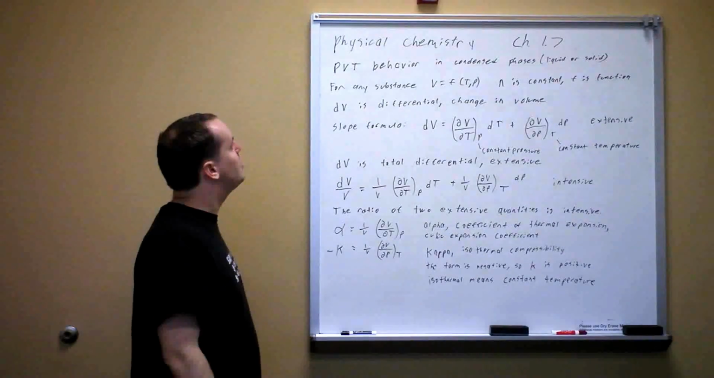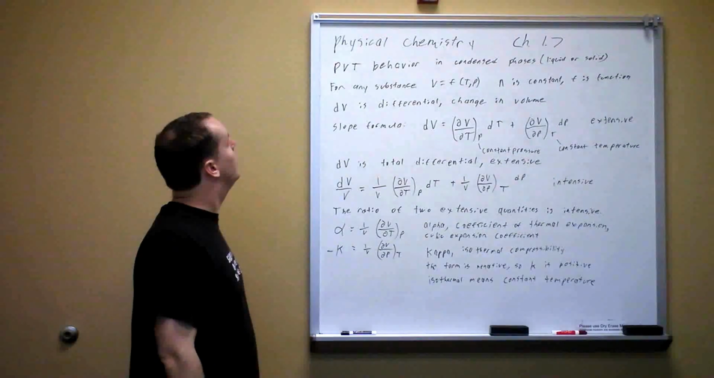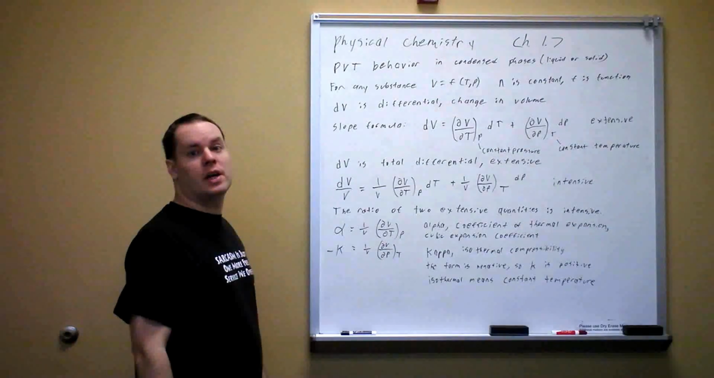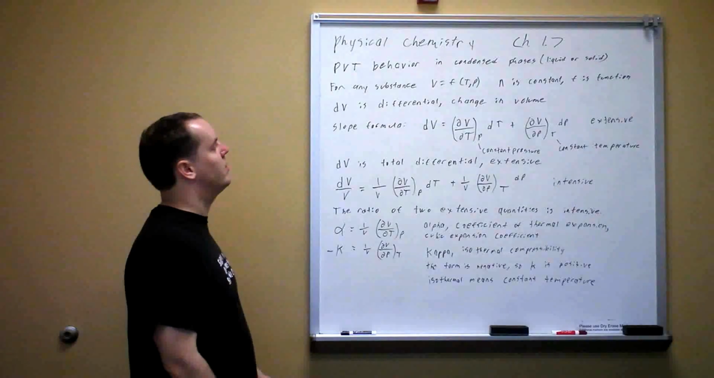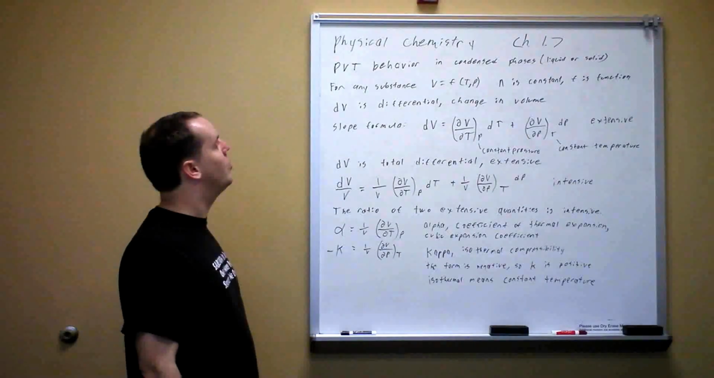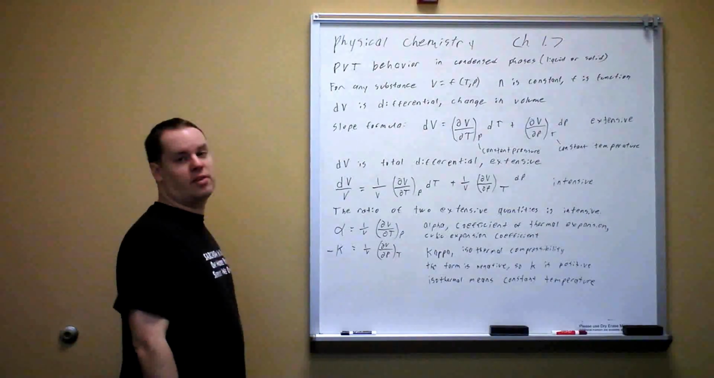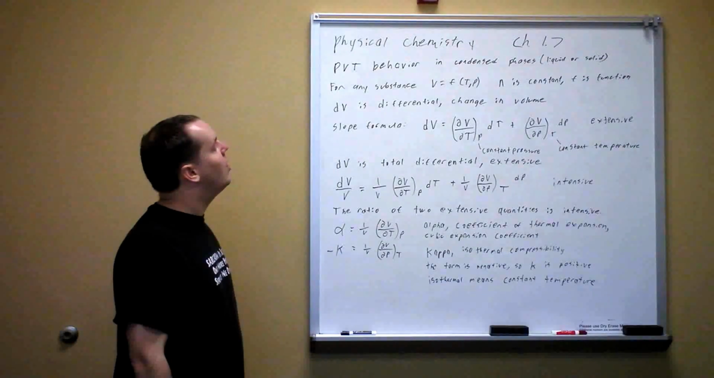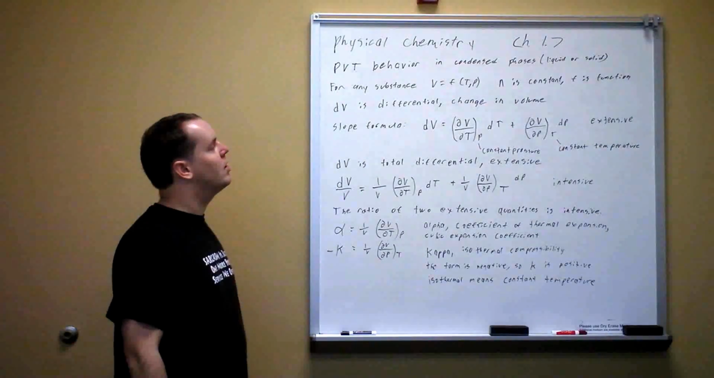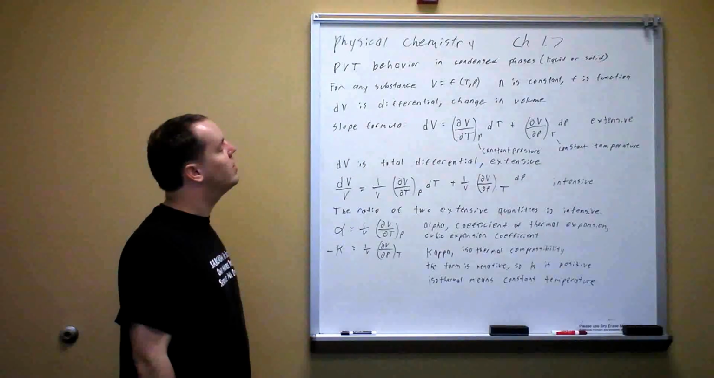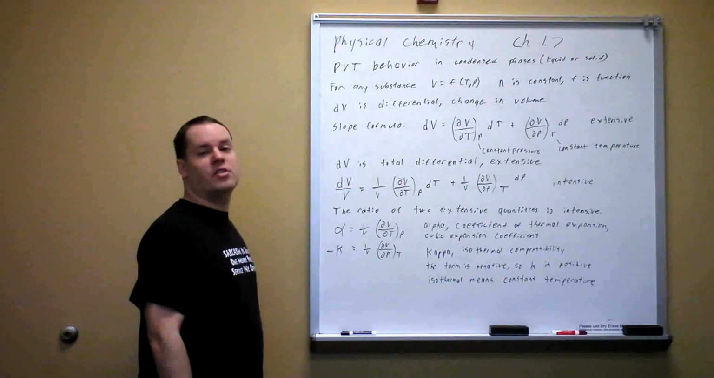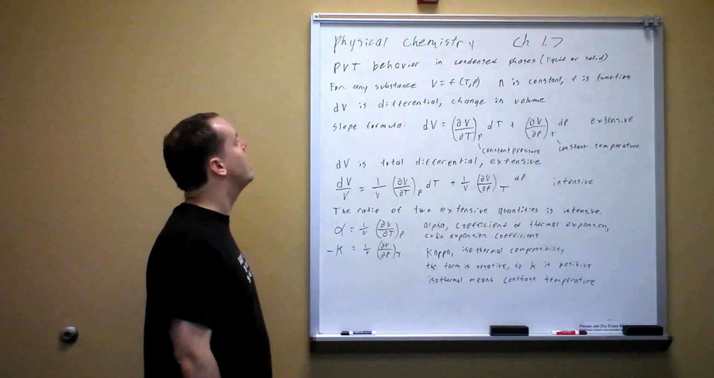Okay, continuing on in chapter 1.7 of physical chemistry, we're going to talk about PVT behavior as it applies in any phase, even condensed phases. Remember, liquid and solid are the condensed phases because of the intermolecular attractions holding molecules together. Gas is the only phase that's not a condensed phase. So for any substance, volume is a function of temperature and pressure. That's assuming that n is constant. Remember, lowercase n is the number of molecules. And f is just some function that we're not going to define right now.